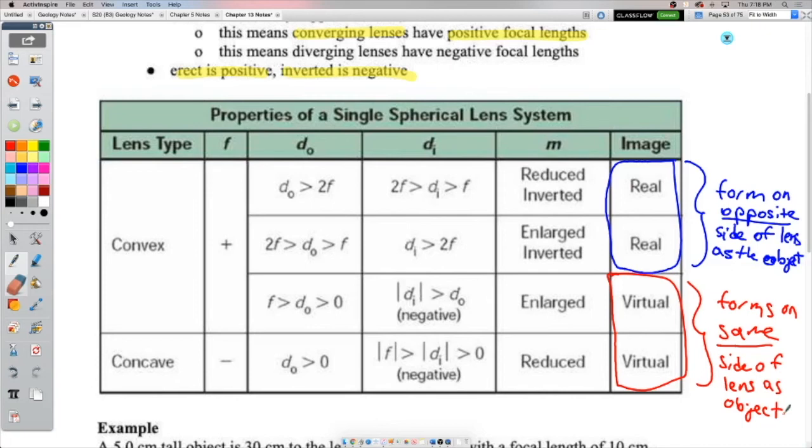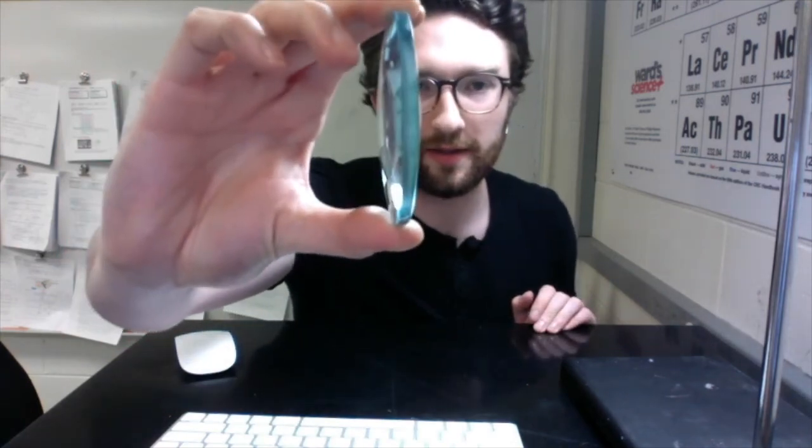So I'm just going to play around with a converging lens here with you a bit, just to show you before, and then I'll go to the other video and do the actual examples. But I just want to show you a converging lens in action. Okay, so I have here a double-sided convex lens. See how it's bubbled out on both sides? So a converging lens.